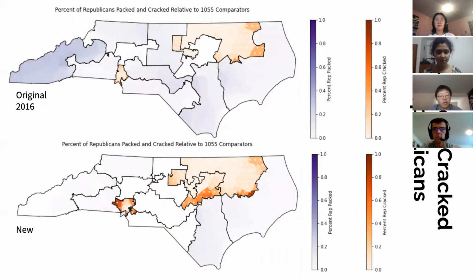So these are the same heat maps, but instead for packing and cracking of Republicans. As you can see in the original map, there were quite a few districts where Republicans were actually packed a bit, but in the new map, for the most part, they aren't packed at all. And counterintuitively, Republican cracking actually seems to go up a bit in the new map, especially in the Charlotte area and the original districts 1 and 4 area. But ultimately, considering the big decrease in Democratic gerrymandering, it's most likely that this increase in Republican cracking was a side effect of that.